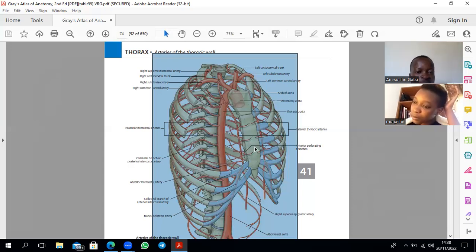Then you know what's in the thorax, right? You find the esophagus somewhere, so this aorta will give you esophageal branches. You find the lungs somewhere, so you also get bronchial branches.